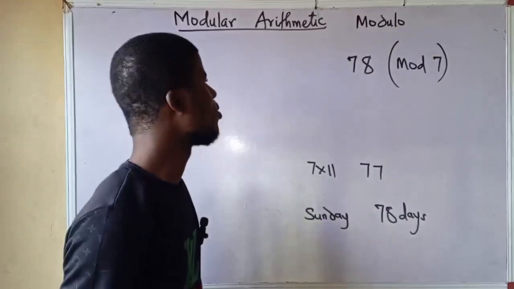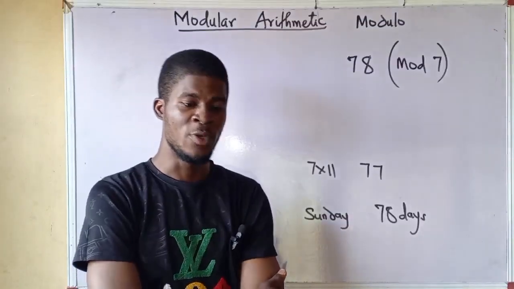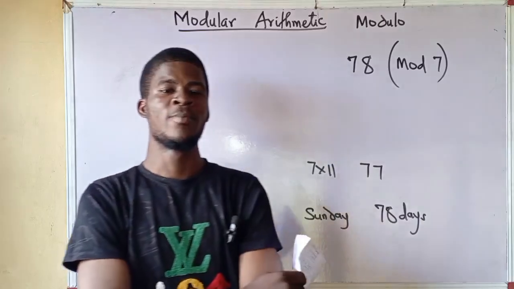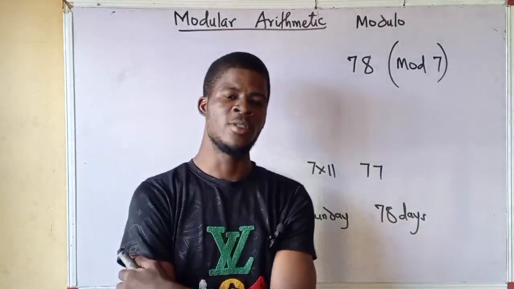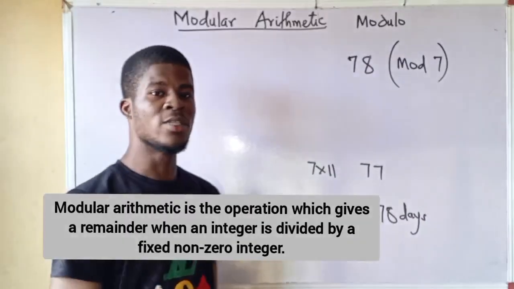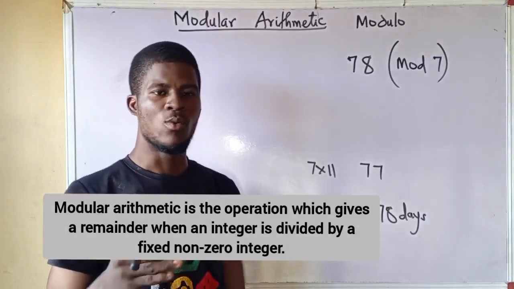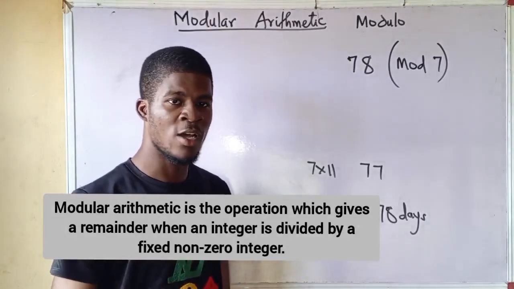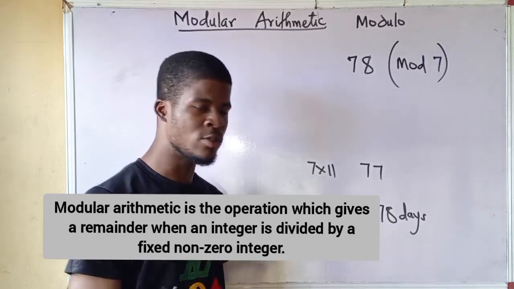All right. So what is modular arithmetic? Welcome back, everyone, to this video. We'll be talking about modular arithmetic. All right. What is modular arithmetic? Now this is the definition. Modular arithmetic is an operation which gives a remainder when an integer is divided by a fixed non-zero integer.